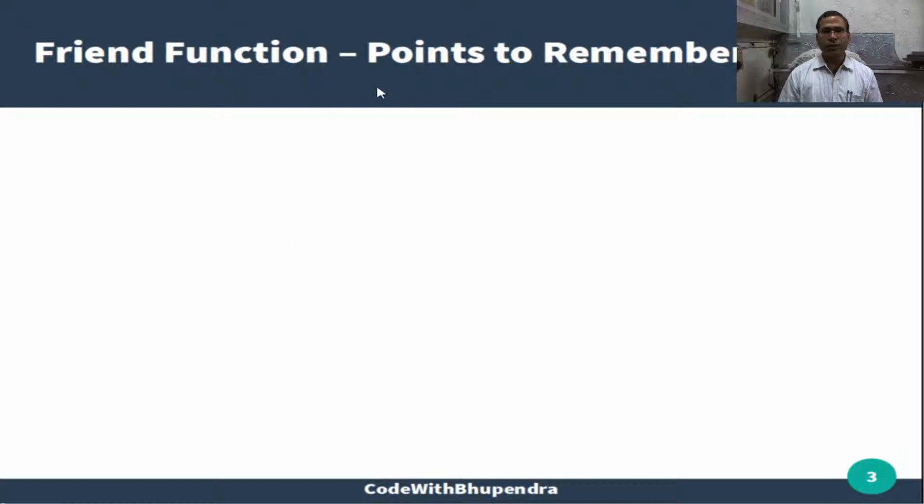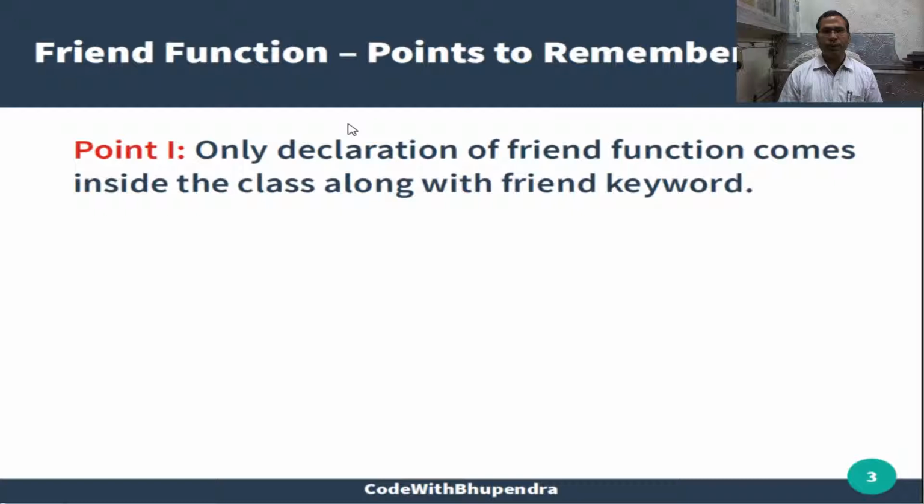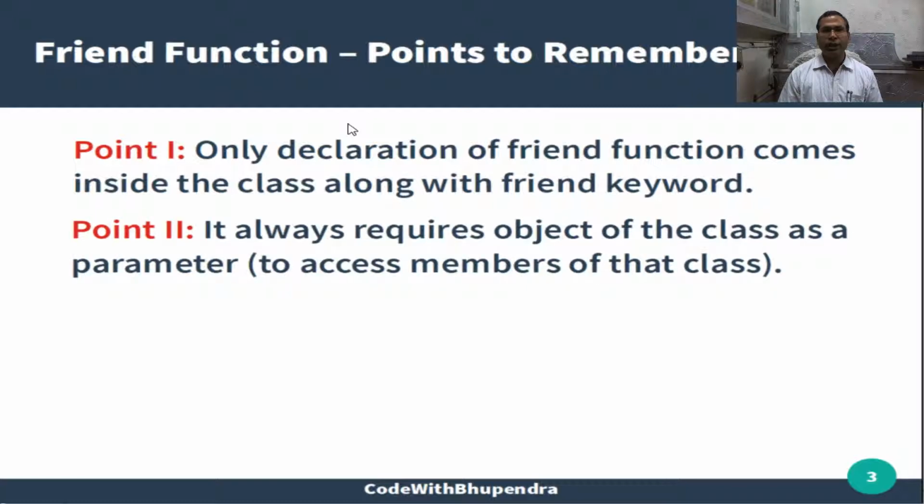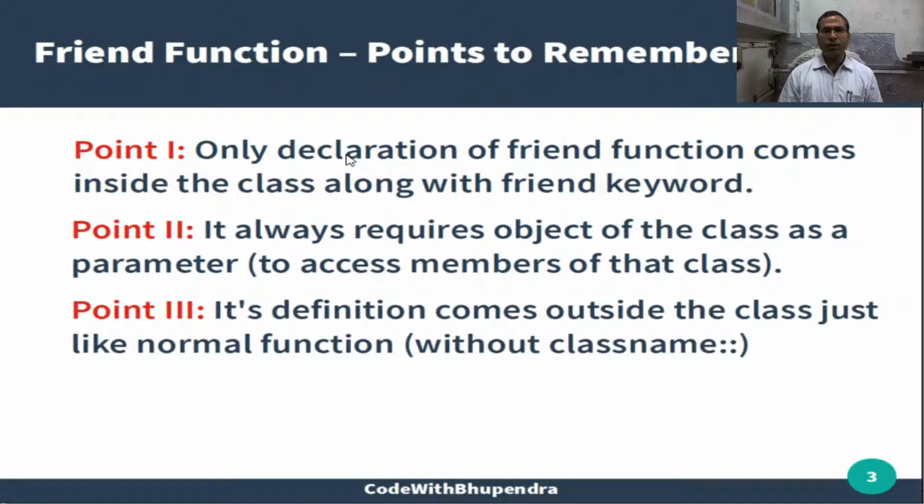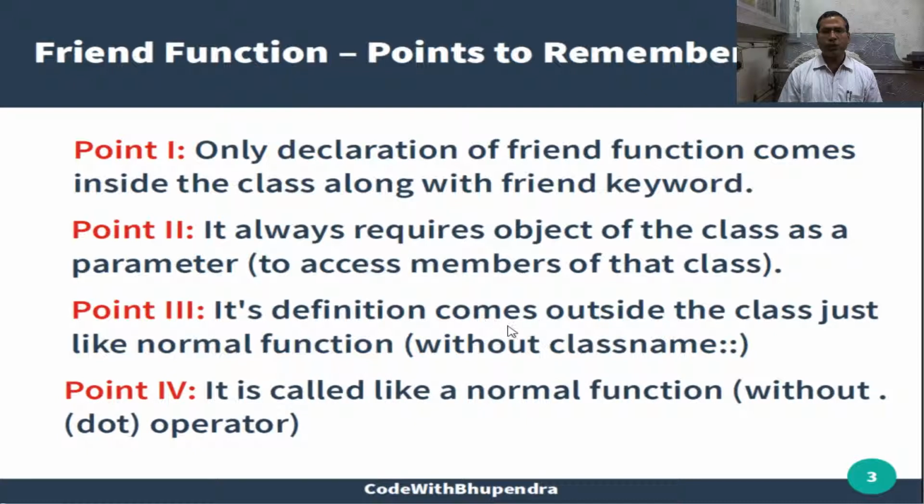Friend functions. We have to remember some points to design a friend function. Point 1. Only the declaration of a friend function comes inside the class along with the friend keyword. Point 2. It always requires an object of a class as a parameter so that we can access private members. Point 3. Its definition comes outside the class just like a normal function. That means you do not have to use the class name and scope resolution operator. Point 4. It is called like a normal function. That means you do not have to use the dot operator.